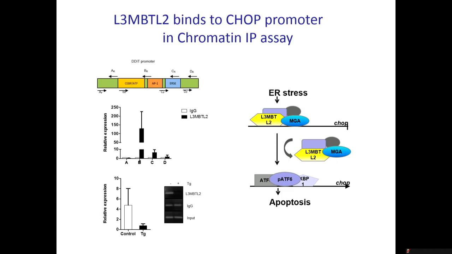So this just shows that, for example, this toxicant, which is another ER stress, and you can see here, this removes the L3MBTL2 from the promoter region.